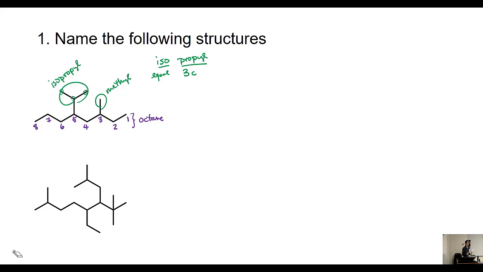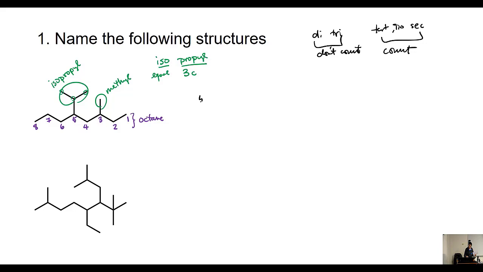The iso counts. When you do something like dimethyl or trimethyl, the di and tri don't count. But when you do tert, iso, sec, those things count. So when I do iso, that counts as part of the name. But for example, if we had a dimethyl or a trimethyl, then the tri does not count. Good point. So iso goes first, and the isopropyl is attached to the 5th carbon.